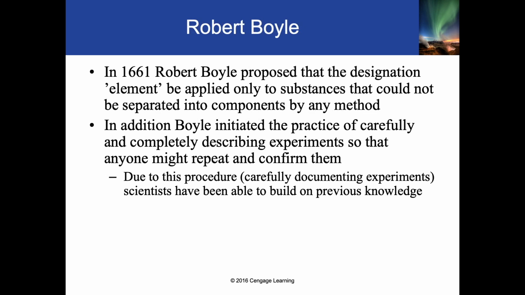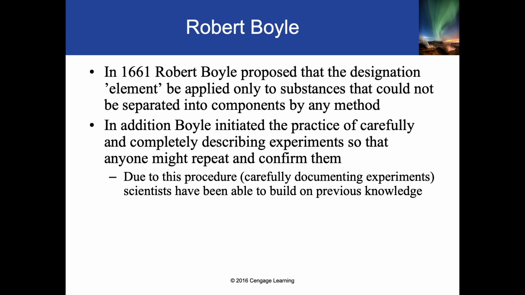So there's this guy named Robert Boyle. In 1661, he proposed that the designation of element can only be applied to substances that could not be separated into their components by any method. What that means is that elements are the smallest component of any piece of matter. You can't go any smaller than an element. Does that make sense?